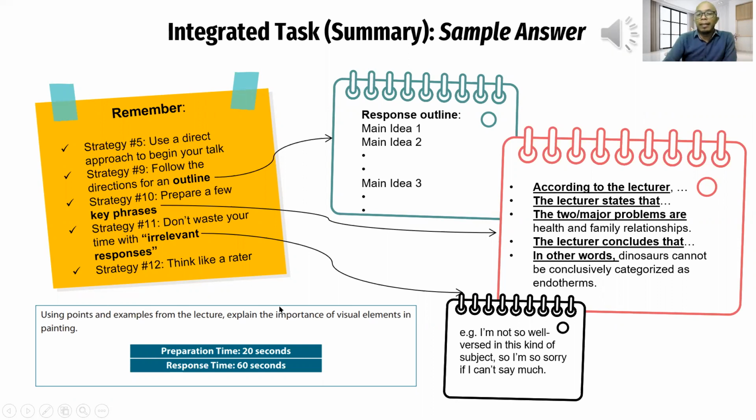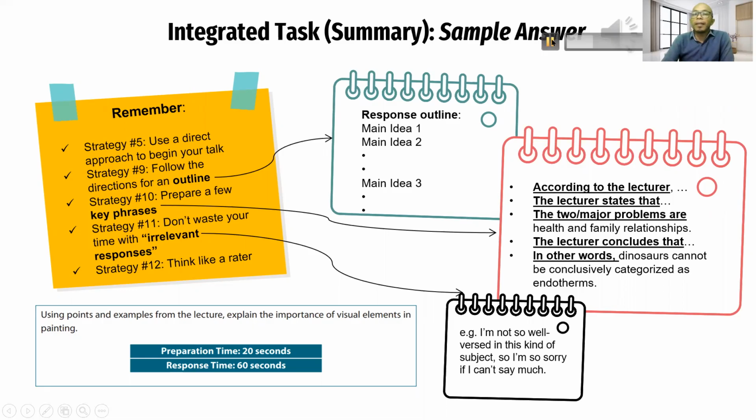Okay, so that's the opening. That's the explanation of why visual elements are important. Okay, so the response directly approaches the question by explaining that, which is very good. This idea by giving examples of the two key visual elements, namely colors and textures. Okay, and then he follows with the outline of the two key examples of the visual elements.